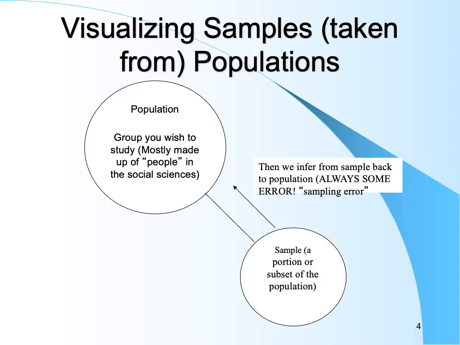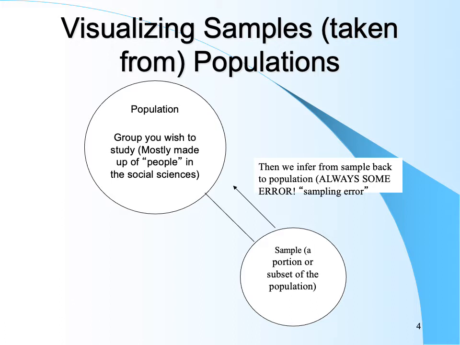Here you have a visual that hopefully gives you an idea of what a sample and what a population is. So you have a population. That's the group you want to study as a researcher. Almost always it's made up of people in the social sciences. But to give you an example of a population used in crime research in the United States, we'd like to know how many people are victimized by crime. And so what the federal government does is it funds a study that studies the U.S. household population aged 12 and older. So that's a population.